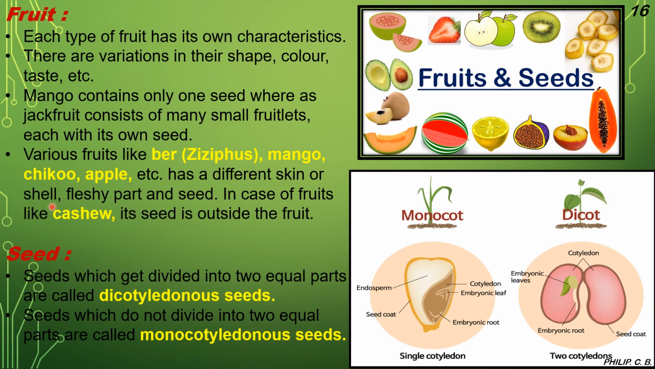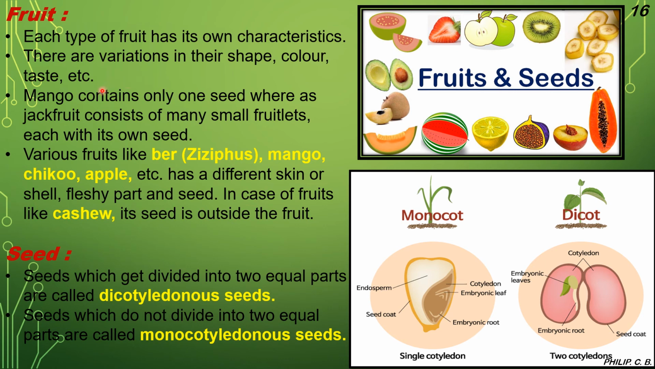Now coming to the next part, or the later part of, or fifth part, that is fruit. So each type of fruit has its own characteristics. So again, all the fruits are different, which you might have tasted, which you might have seen, right? So these are the variations in the shape, color, and taste. So all the fruits has got a different taste, different color, and a different shape. Have you seen any fruit similar? No. Or A to Z, all the fruits are different, right?